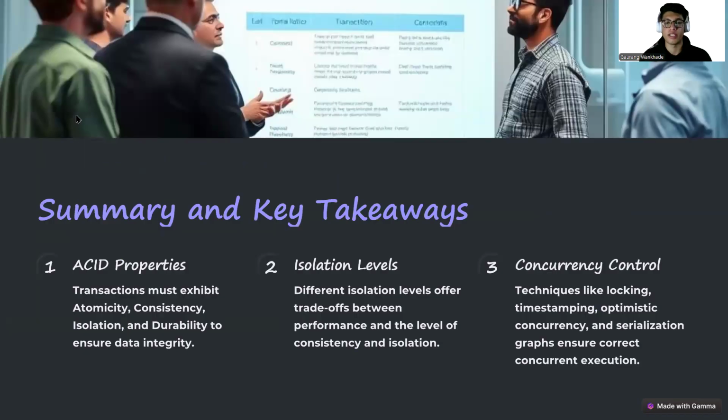Next, let me summarize and take the key takeaways. ACID properties: transactions must be executed with atomicity, consistency, isolation, and durability to ensure data integrity. Isolation levels: different isolation levels offer trade-offs between performance and the level of consistency and isolation. Concurrency control: techniques like locking, timestamping, optimistic concurrency, and serialization graphs ensure correct execution.